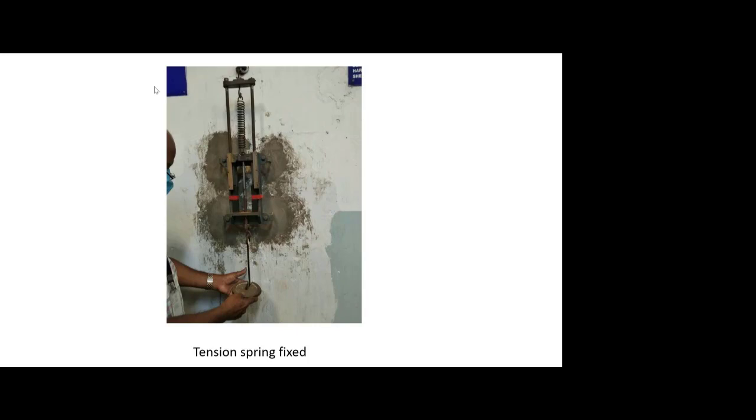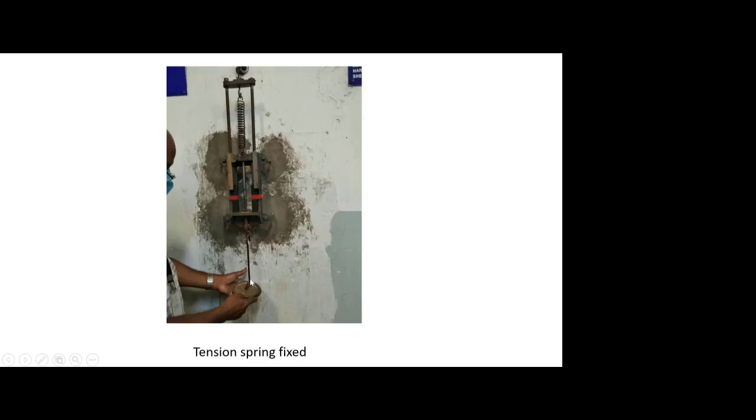The slotted weight is used to apply the load. First of all, without any weight, that means even without this hook, we set the initial reading. For the tension spring, we can set the initial reading as 0 by rotating the top hook portion. After that, the first load will be the weight of this hook plus the bottom holding platform for the slotted weight. The extension can be read from this scale.